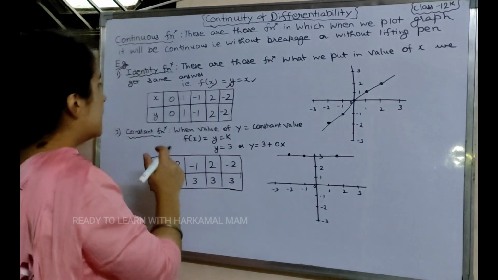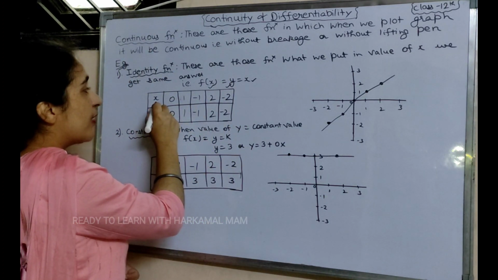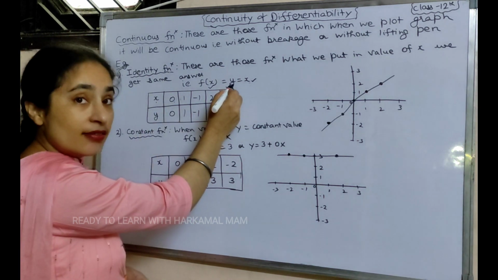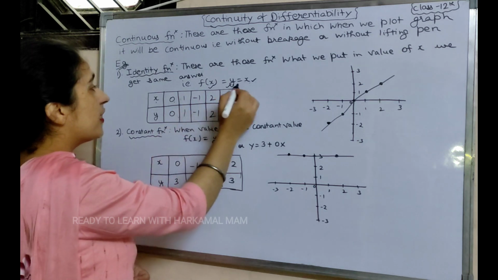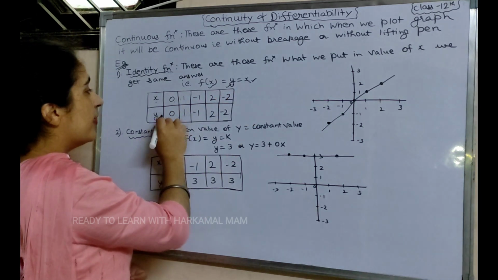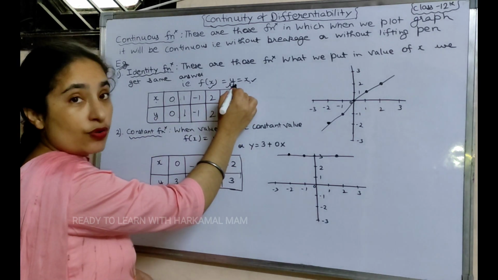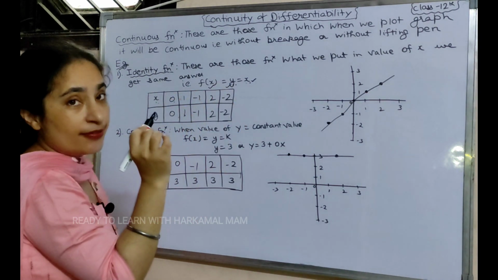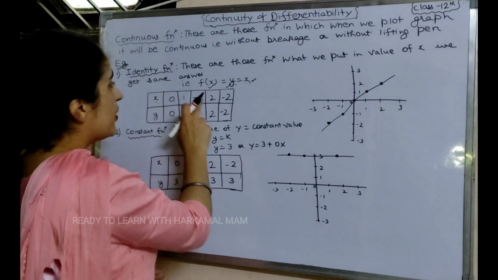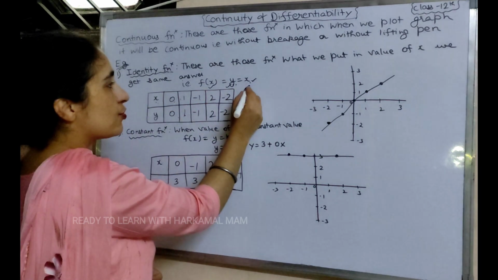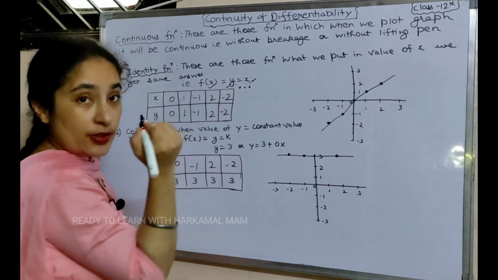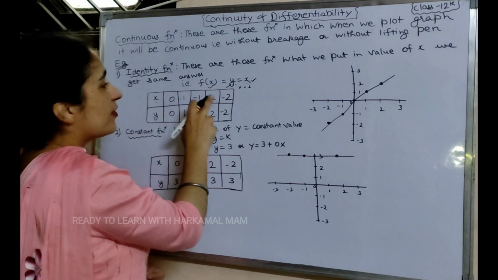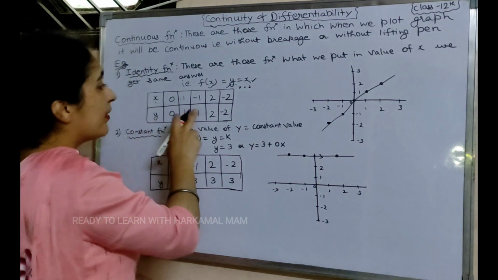Let us take some values. If I take the value of x as 0, we get y as 0. If we take x as 1, we get the value of y as 1. If we take x as minus 1, we get y as minus 1. If we take x as 2, we get y as 2. If we put x equal to minus 2, we get y equal to minus 2.